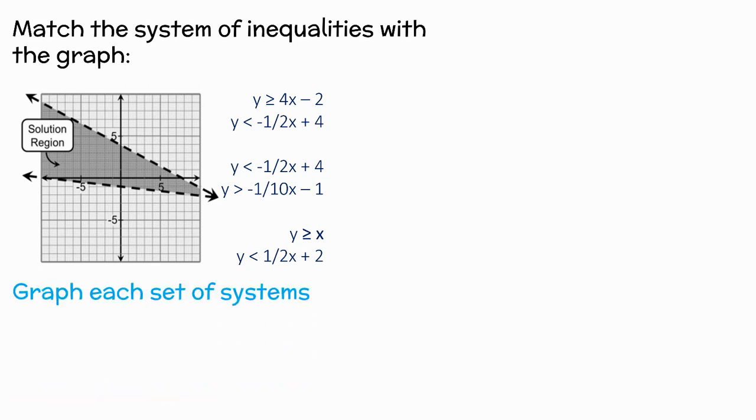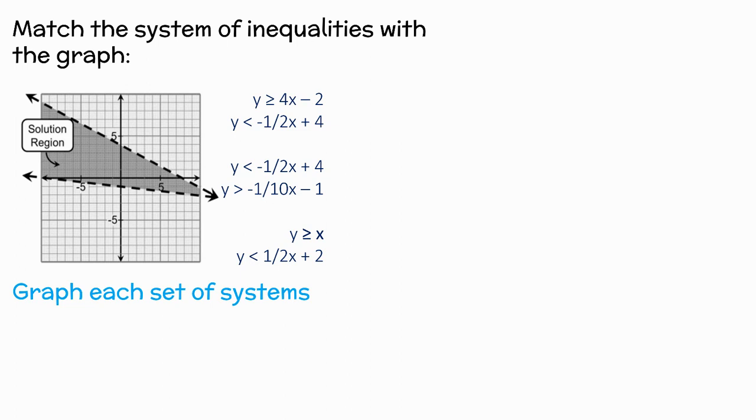So what you're going to do is graph each set of systems. On your notes, you have step-by-step already filled out for you how to graph these in the calculator. If you don't have a calculator, you're going to have to go back to the notes on how to graph the inequalities and actually graph them and see which ones match.